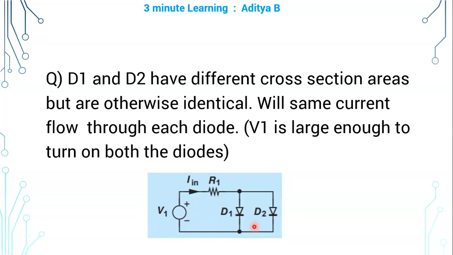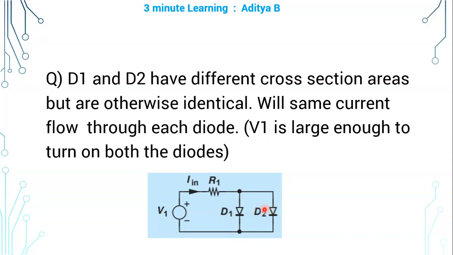In the figure shown below, D1 and D2 are parallel diodes connected across a voltage source V1. V1 value is not given, but it is stated that V1 is large enough to turn on both the diodes. That is, these two diodes act as a mere short circuit, and these two are in parallel. So there are two shorts in parallel.